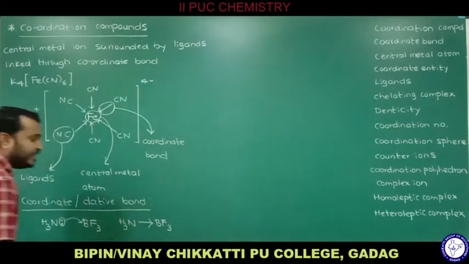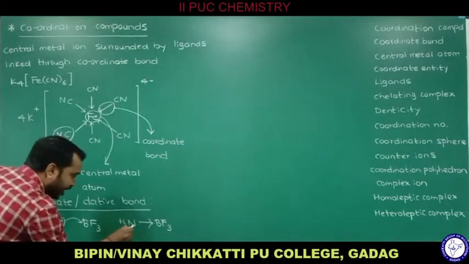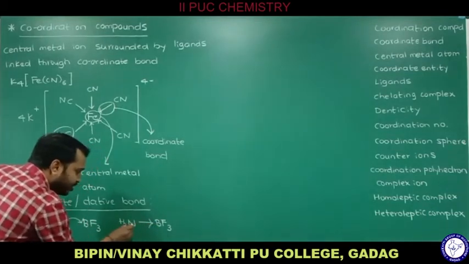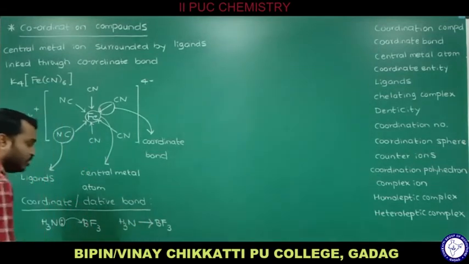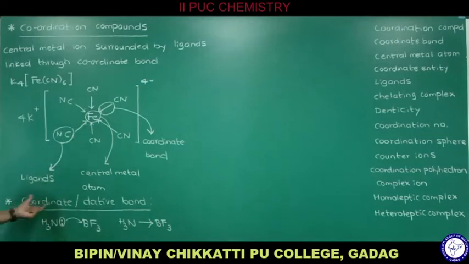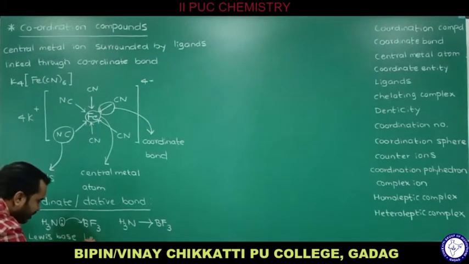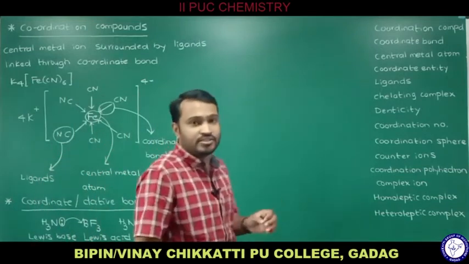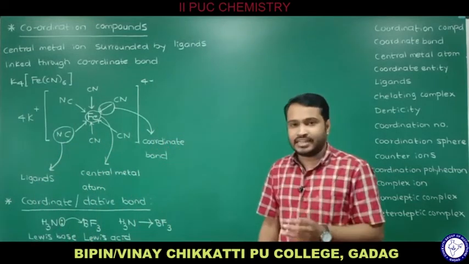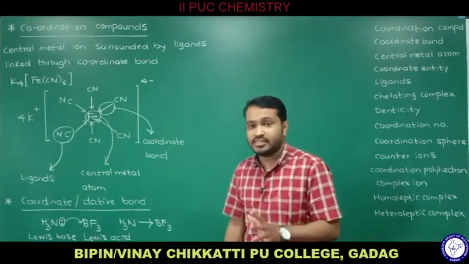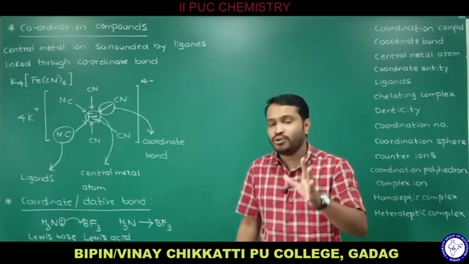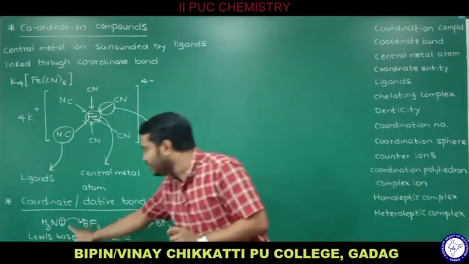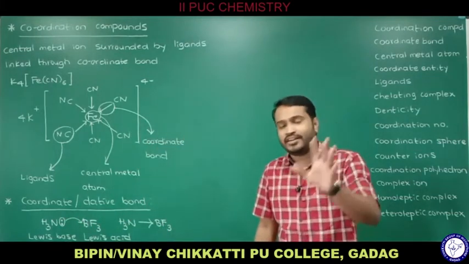So what does this arrow mark indicate? The arrow mark is from nitrogen to boron. So what it suggests is that nitrogen has given its lone pair of electrons to boron. Such a bond is called a coordinate bond or dative bond. And try to know, NH3 we call a Lewis base, and BF3 we call a Lewis acid. This concept we know from the theories of acids and bases: Arrhenius theory, Bronsted-Lowry theory, Lewis theory. A substance which donates a lone pair of electrons is called a Lewis base. So ammonia, on nitrogen we have a lone pair of electrons that is going to be donated, therefore that is a Lewis base.